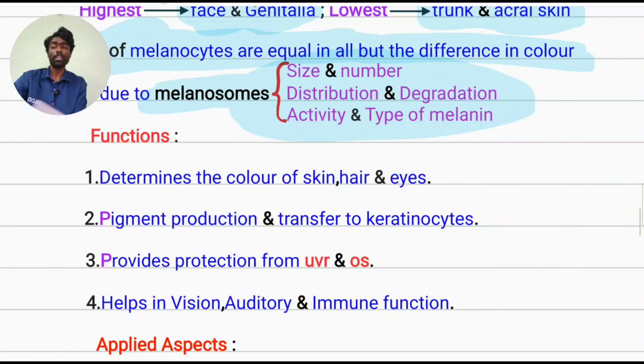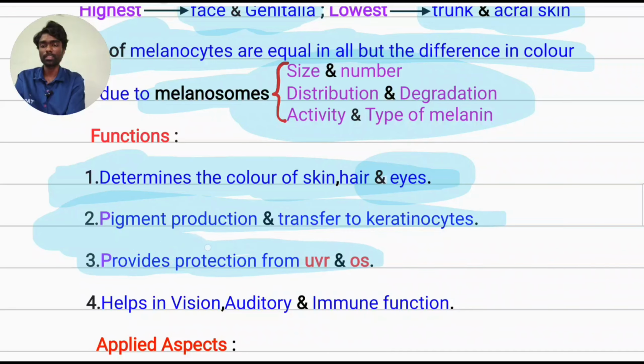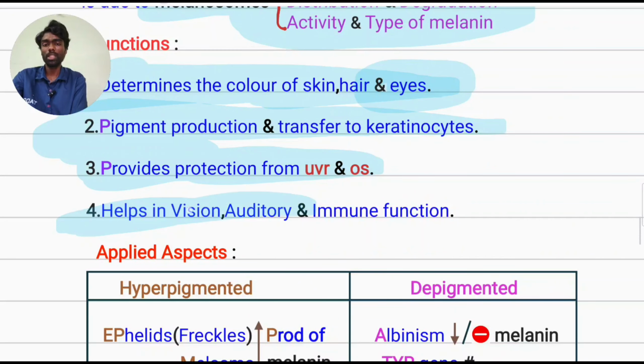Coming to functions, as we have already discussed, it determines the color of the skin, hair and eyes. Those beautiful blue eyes certain celebrities have, like Aishwarya Rai, are because of variation in this pigment melanin. Low melanin, blue eyes. Pigment production and its transfer to keratinocytes. Provides protection from UV rays and oxidative stress. These melanosomes which enter the keratinocyte will form a cap or umbrella above the nucleus, protecting this nuclear DNA from UV radiation. It also helps in vision, auditory and immune function.